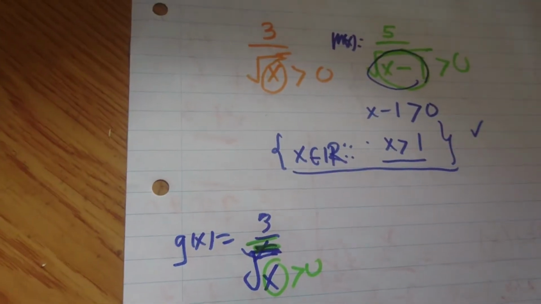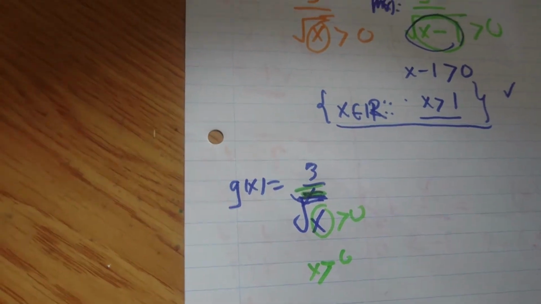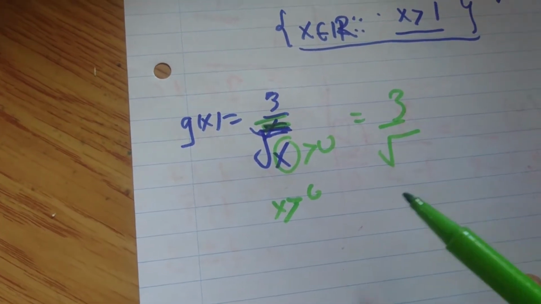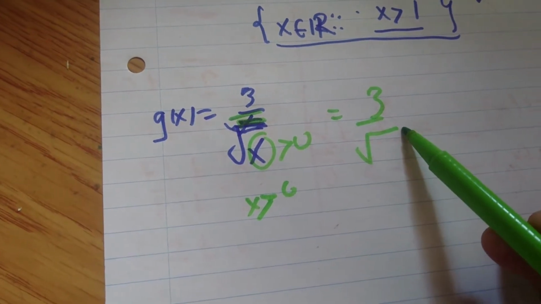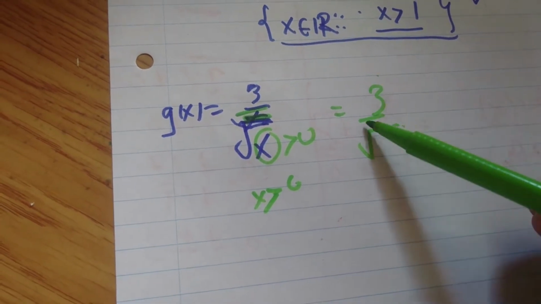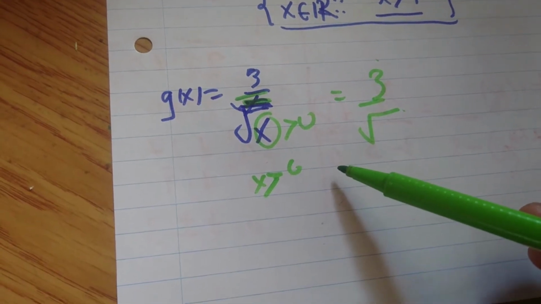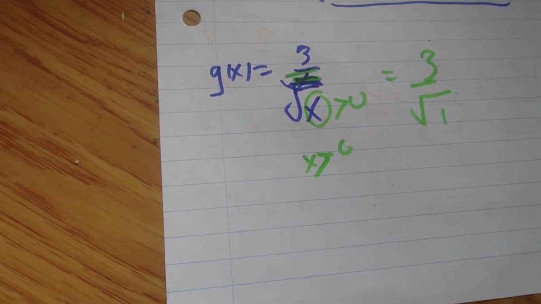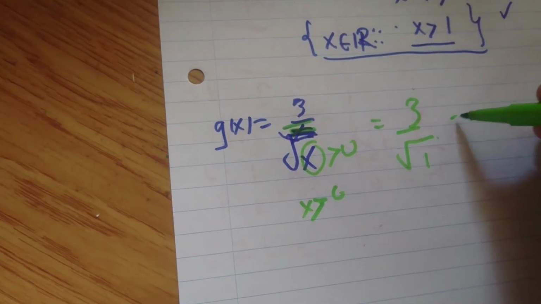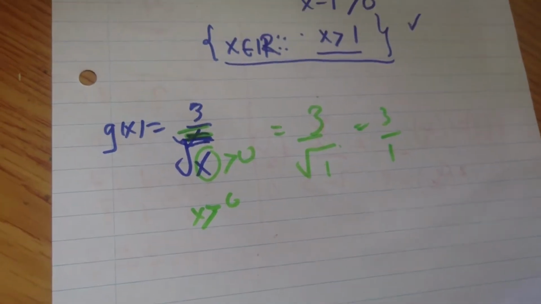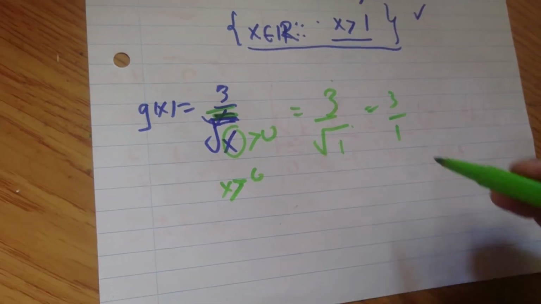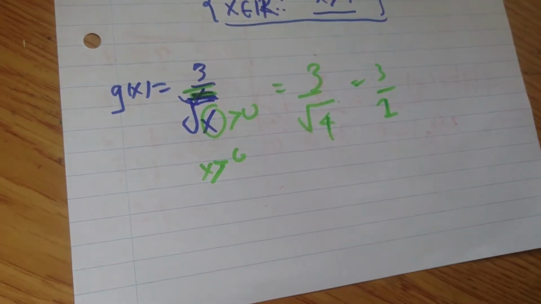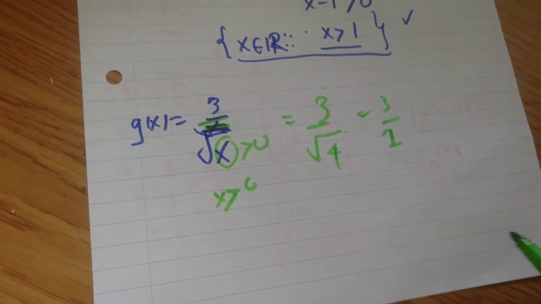Okay, let's test whether it's true, whether it's going to be defined for sure. Let's take a number greater than 0. Let's say 1, because 1 is greater than 0. Does it work? Yes, because the square root of 1 is 1, so my answer is 3 over 1. Let's say 4 is going to work too, because the square root of 4 equals 2. And yes, it's possible. So any number greater than 0 works.